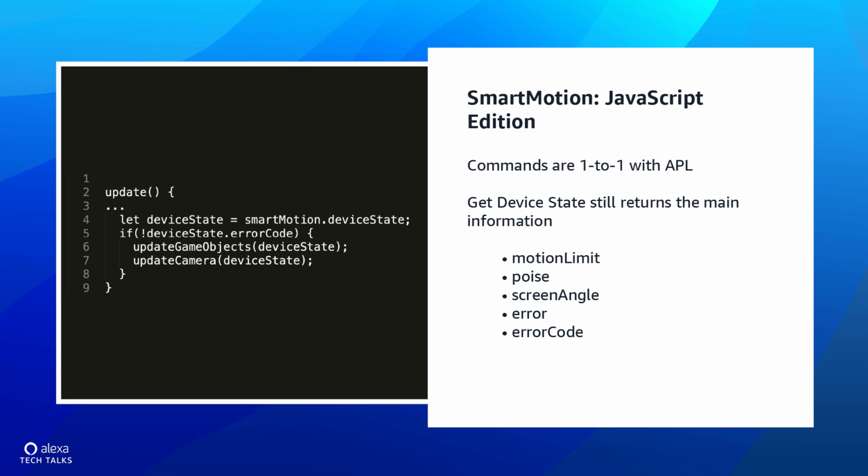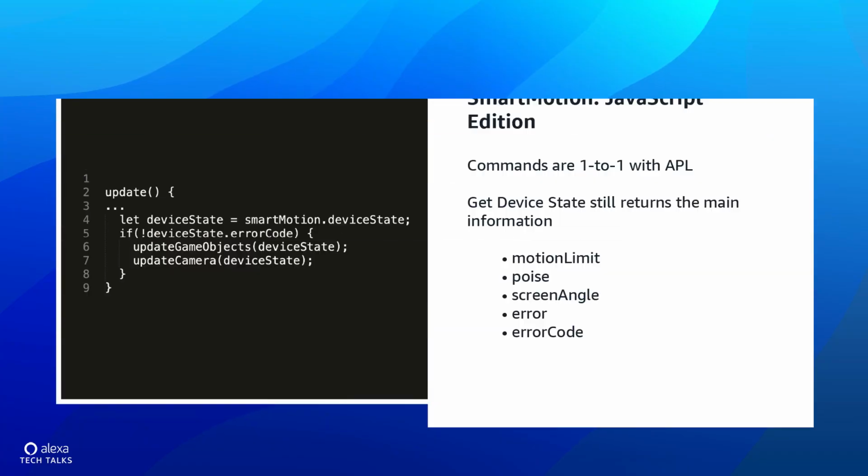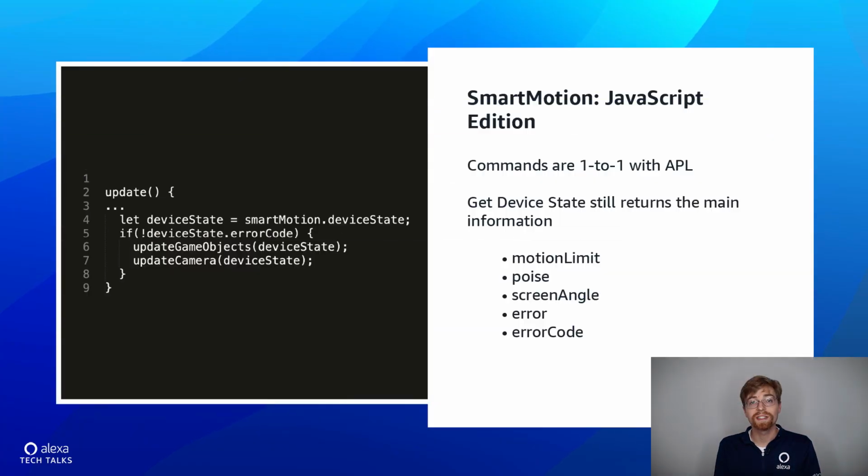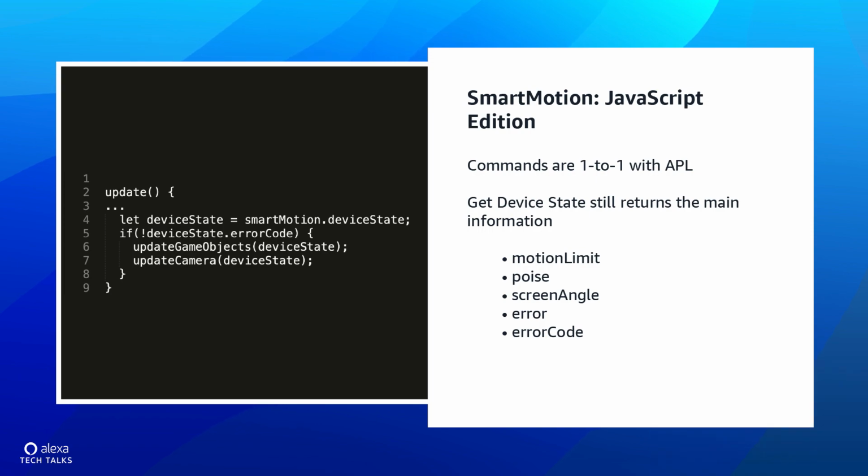The device state is still going to return to you all of the information that you need, such as the device pose, the motion limits, the screen angle, and any error code and error description. The big difference to APL, though, is that you're going to be able to access all of these properties and methods from anywhere in your JavaScript code. That could be in your onMessage callback, such as when you get a response from the skill side, or it could be in your main update game loop like you're seeing here, where we're making sure there is no error and then updating our camera and game objects according to the device state.